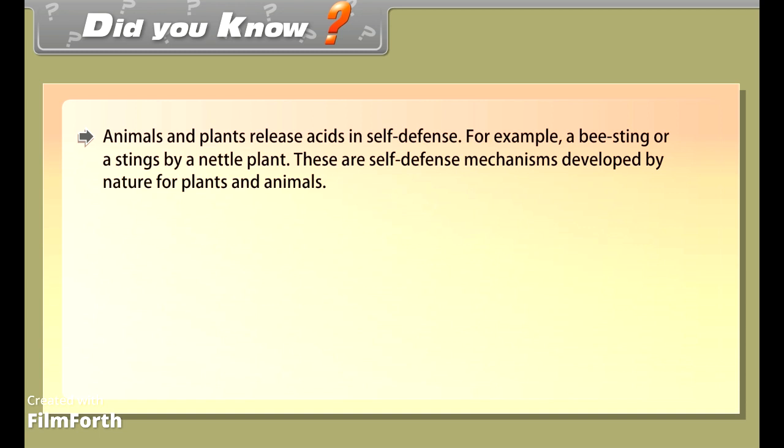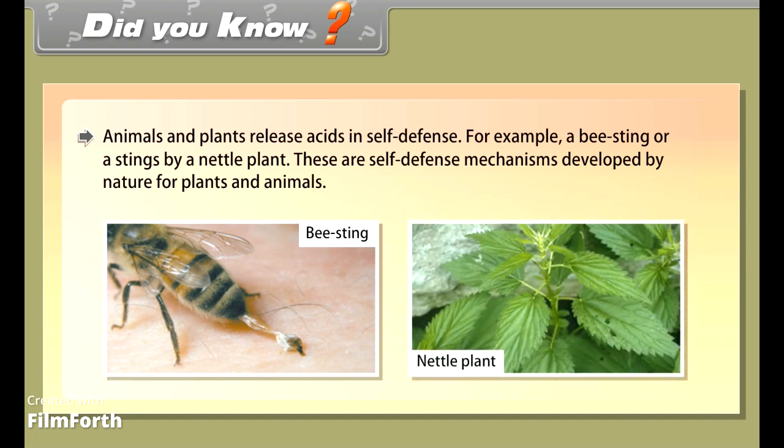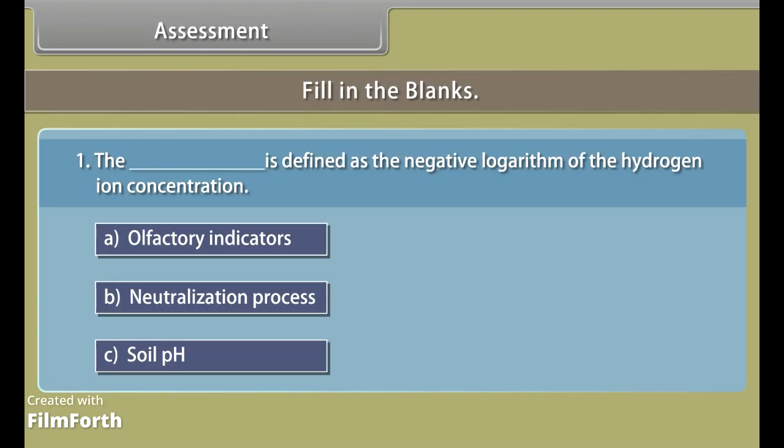Did you know? Animals and plants release acids in self-defense. For example, a bee sting or a nettle plant. These are self-defense mechanisms developed by nature for plants and animals. Assessment. Fill in the blank with the correct option.